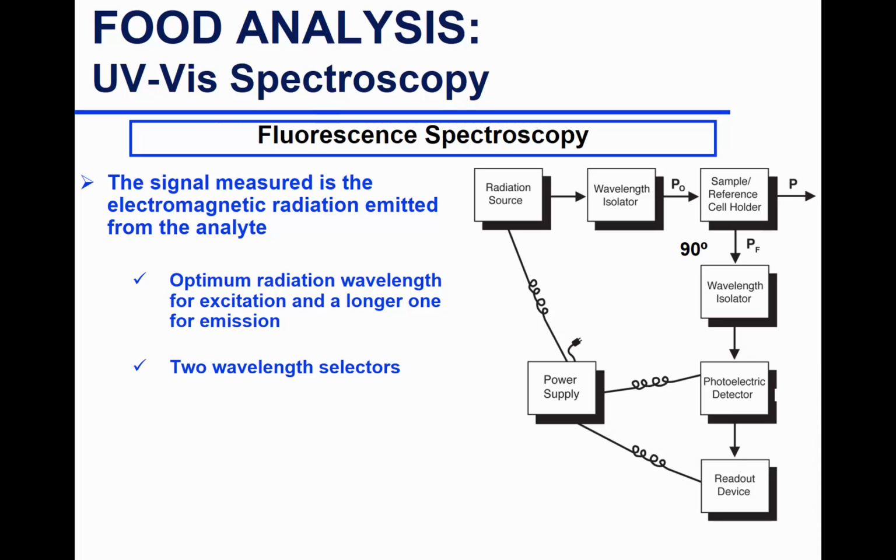The emitted light, or the fluorescence, now gets directed at a 90 degrees angle by mirrors. And then you get another monochromator here, wavelength isolator. You're selecting the emission wavelength because you want to measure emission at a particular singular wavelength. And then you get into your detector, you measure, convert to electrical signal, and you have a readout. So that is the difference in fluorescence instrument, is that you would have this angle where you don't measure transmittance, you measure fluorescence.